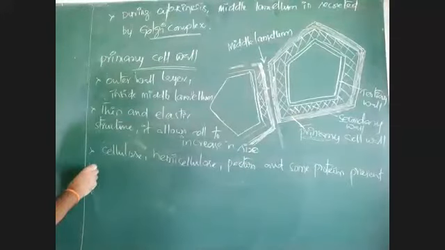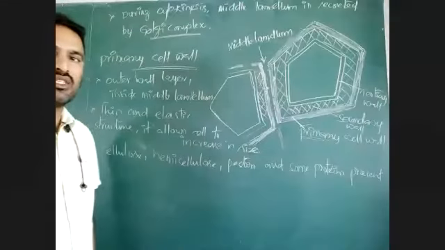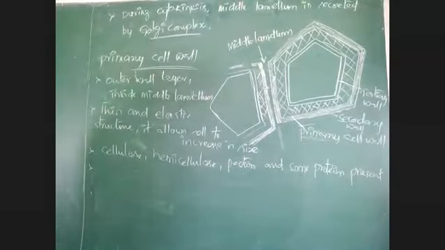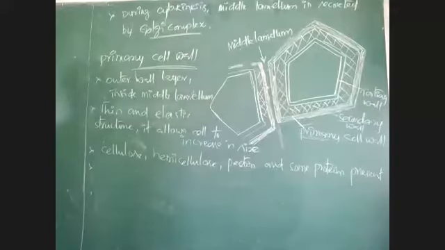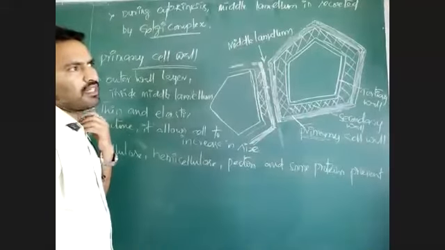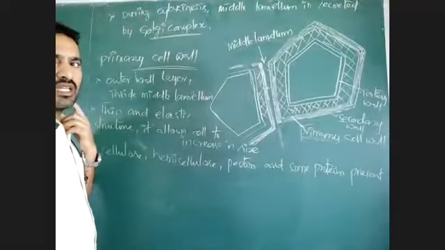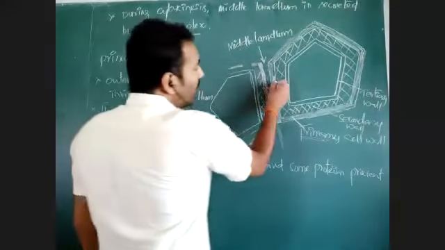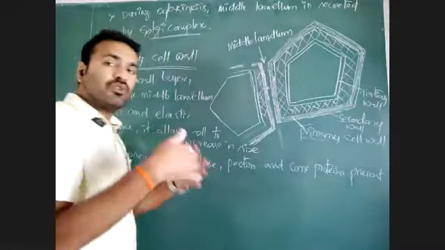Suppose in some cells like meristematic cells. Meristematic cells means cells which are continuously dividing, cells with a high rate of cell division. That is called meristematic cells. Meristematic cells and some other types of cells like parenchyma cells have the primary cell wall and middle lamellum both fused together.